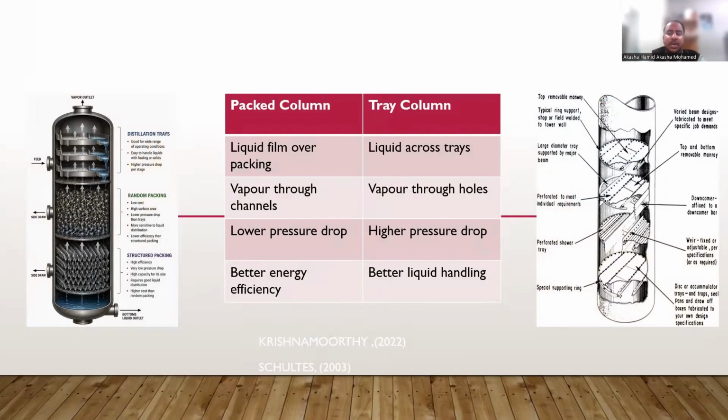The literature shows that tray columns and packed columns achieve vapor-liquid contact differently. In the tray column, the liquid flows across horizontal trays, while vapor rises through. In contrast, structured packing allows the liquid to flow as a thin film over the packing surface, while vapor travels upward through open channels.